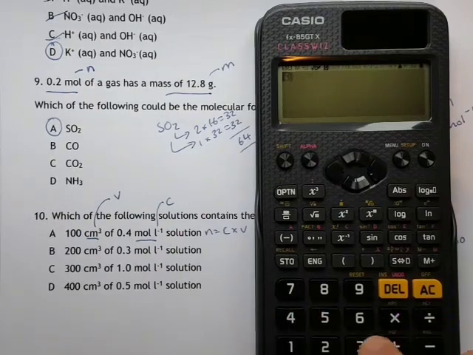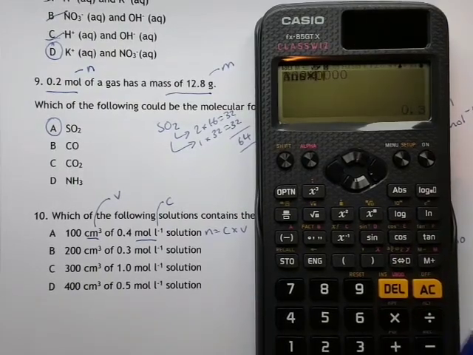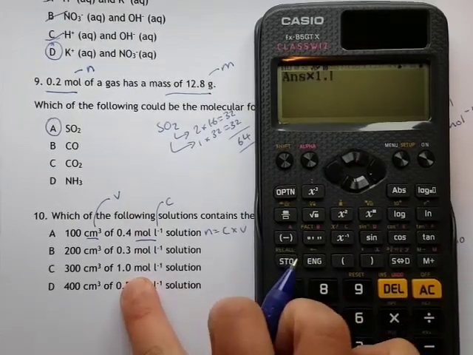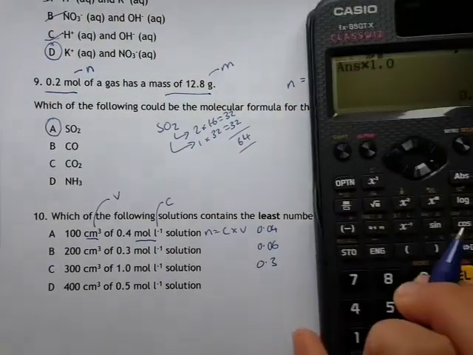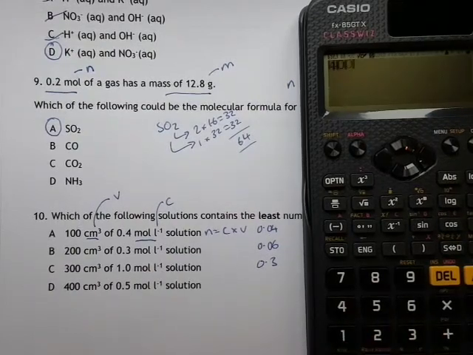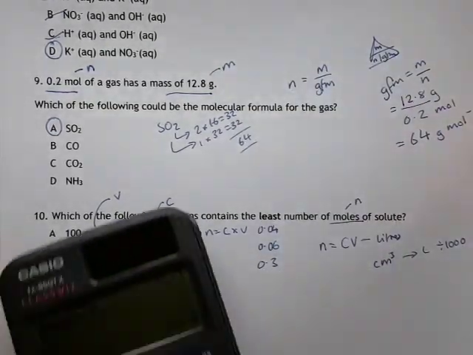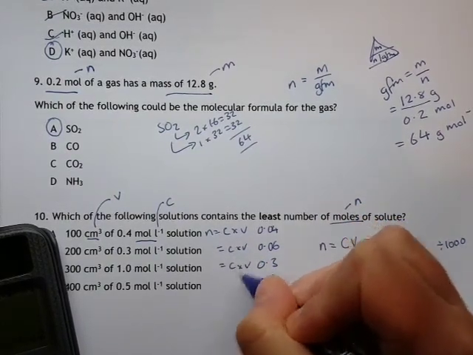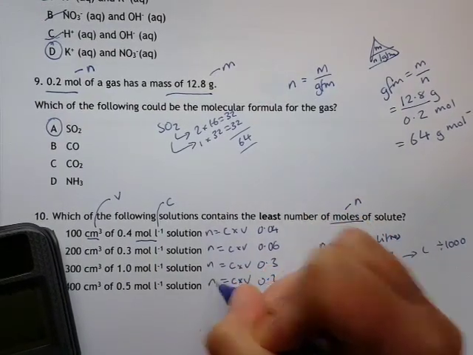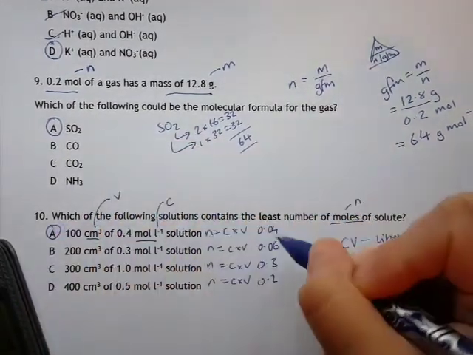Then I'm going to do the volume divided by 1,000, and then times by the concentration, which in this case is 1. That's going to give me 0.3. And then again the volume divided by 1,000 to give it to me in litres, and then times by the concentration, which is 0.5. So that's 0.2. In each case, I've just done C times V, concentration times volume, and I'm looking for the least number of moles, which is the smallest number, which in this case is A, 0.04 moles.